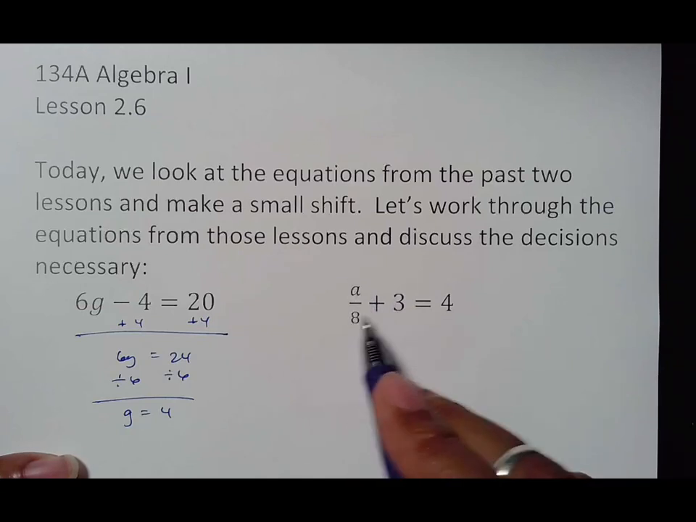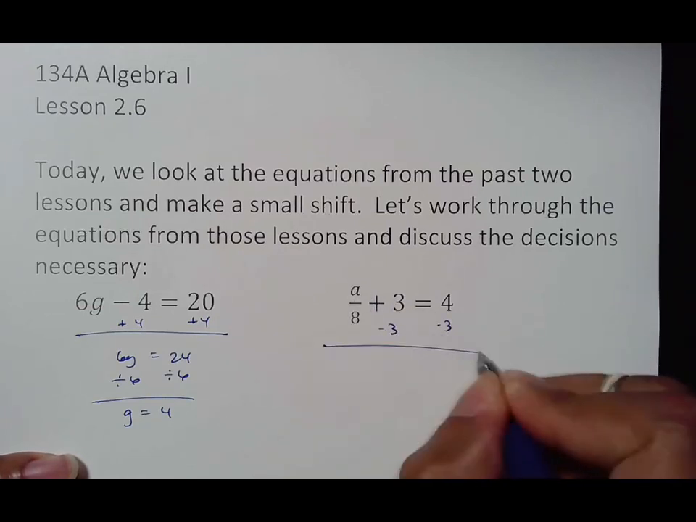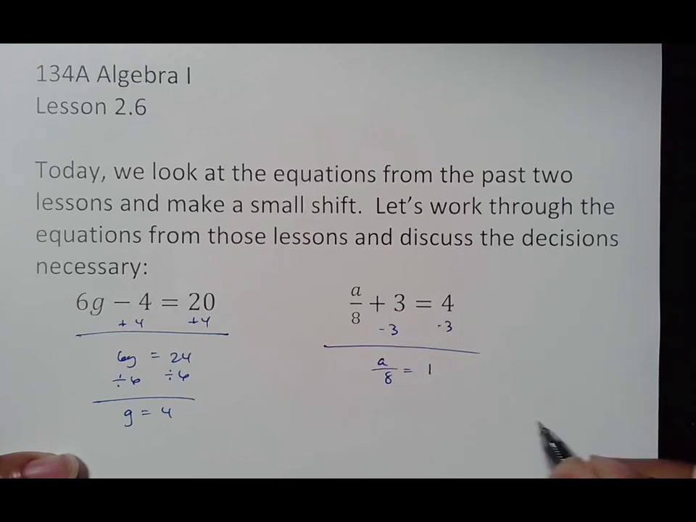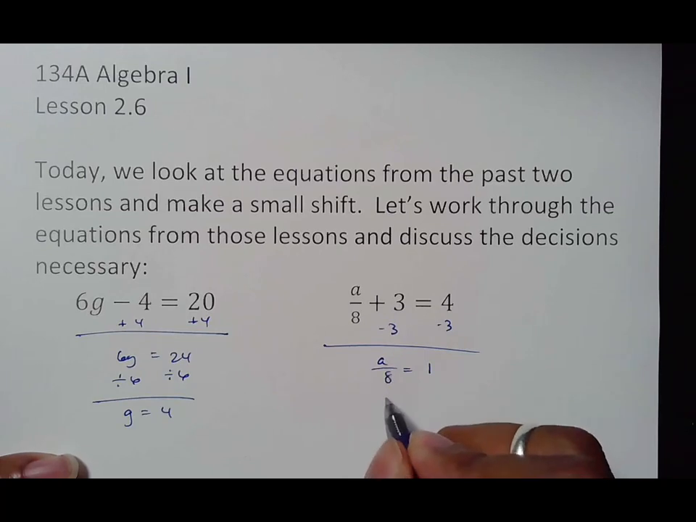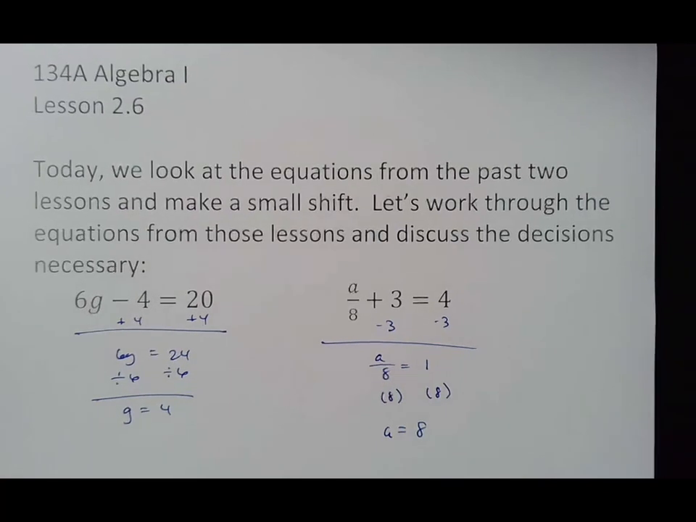A over 8 plus 3, again, this was yesterday's work, which meant we would first off subtract 3 because that's your addition subtraction part. A over 8 would come down with 1. Now since it's A divided by 8, we multiply by 8, which gives us the answer of A is equal to 8. That was the last 2 days.